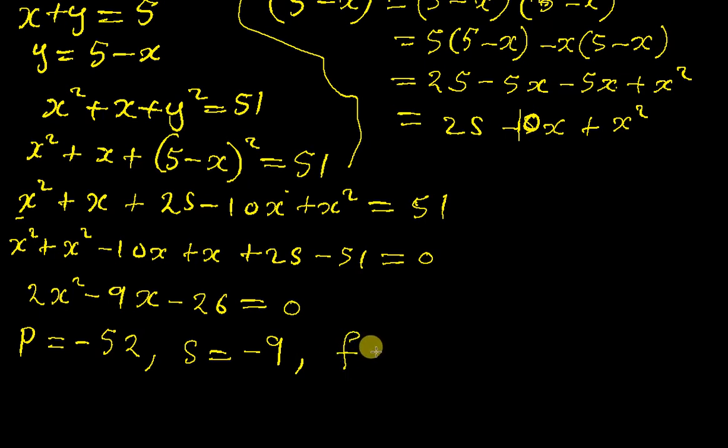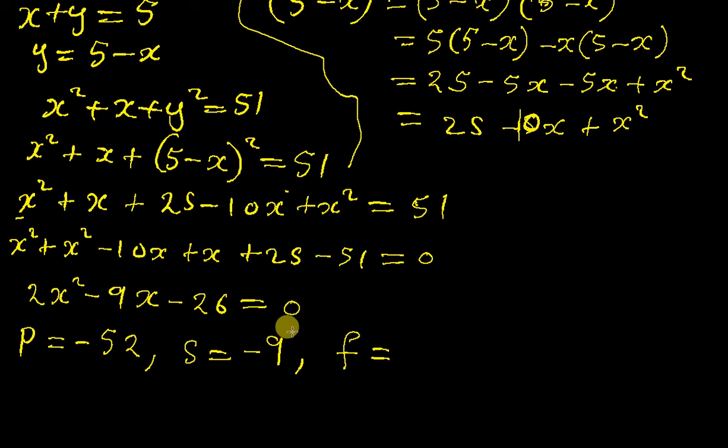So the factors are simply two numbers that, if added, give us negative 9, and if multiplied, give us negative 52. These two numbers, if you multiply them, are supposed to give us negative 52. Then if you add them, they'll give us negative 9.